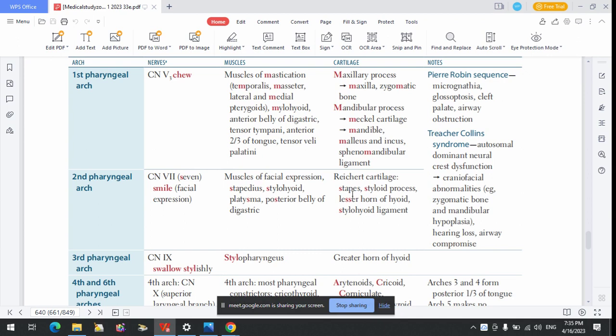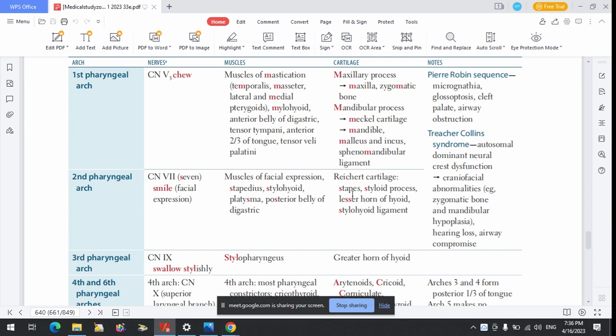LR6. You know it is LR6. You can never say LR5. It is always LR6. So the sixth arch would have the left recurrent laryngeal, and the sixth arch would also have the PDA.